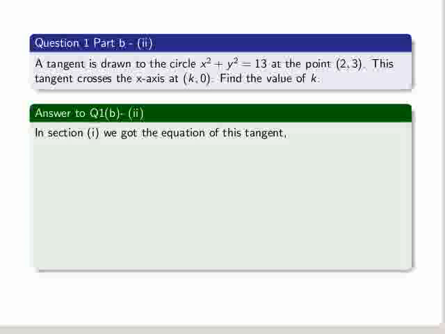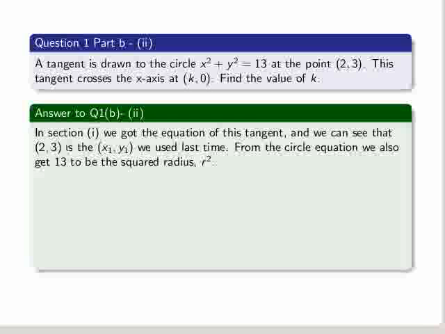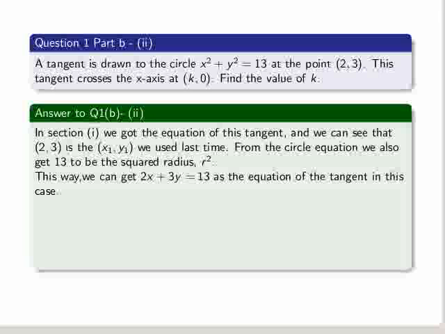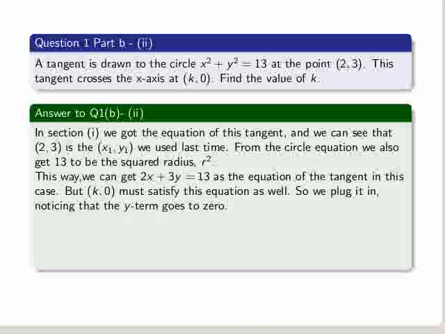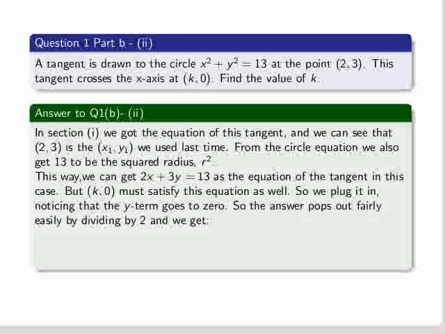In section 1 we got the equation of this tangent, and we can see that 2, 3 is the x1, y1 which we used last time. From the circle equation we also get 13 to be the squared radius r squared. This way we can get 2x plus 3y equal to 13 as the equation of the tangent in this case, but k, 0 must satisfy this equation as well, so we plug it in, noticing that the y term goes to 0, so the answer pops out fairly easily by dividing by 2, and we get that k is equal to 13 over 2, which is 6.5, and that finishes part B of this question.